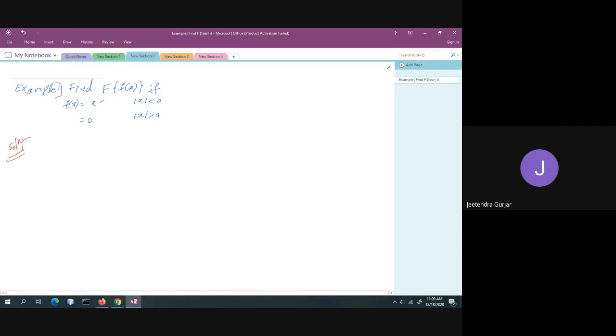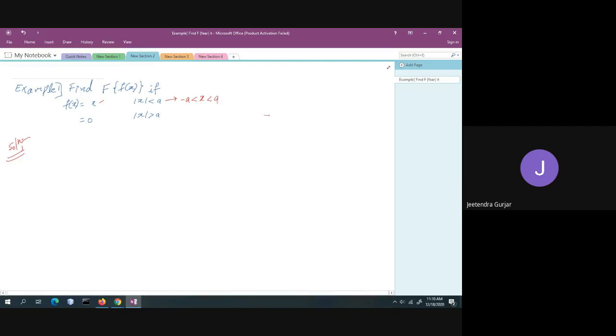Find f of x. If f of x is equal to x, mod x is less than a and is equal to 0 if mod x is greater than a, students. Is it clear? So this is what we have as the example. I think you now understand how to do it. Which interval are we going to take? You can see here, again I'm going to say this interval where it exists. So this is from minus a to plus a.